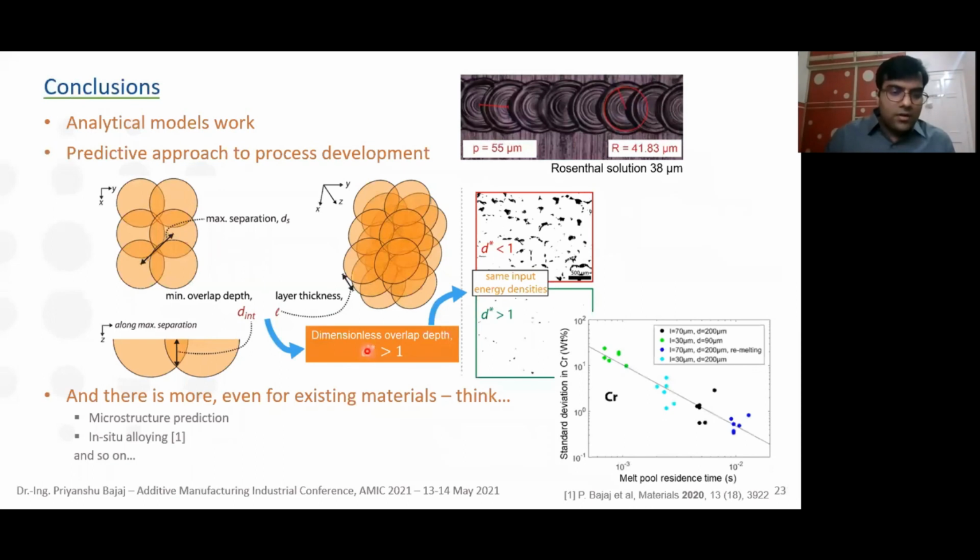And then there is more. You can use this approach to give microstructural predictions for improving in situ alloying. Of course, we do not have time for all of this, but it does work. Here I show you a flavor of it. So when the melt pool residence time increases, which again you can get from the analytical models, the standard deviation goes down. This is the deviation coming from in situ alloying, so when I'm blending the material and making the alloy in the machine.